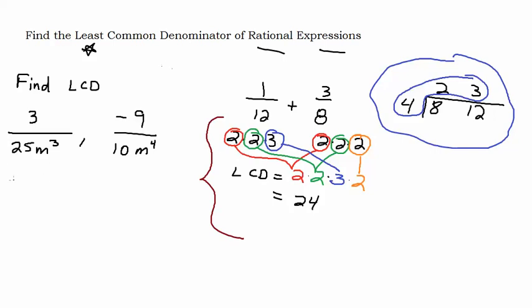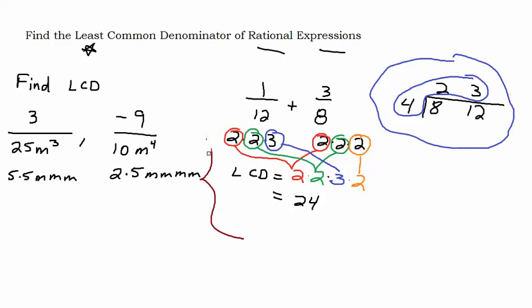The factors of 25 would be 5 times 5. And I mean the prime factors. Don't write 1, 5, 25. Break 25 down into its prime factors, 5 times 5. And then m to the third is m times m times m. You'll start to see you don't have to write out m times m times m when you get good at this, but for now, let's write it out. So 10 is 2 times 5, and then m to the fourth.